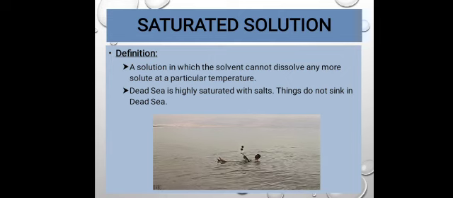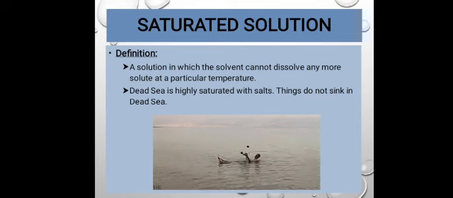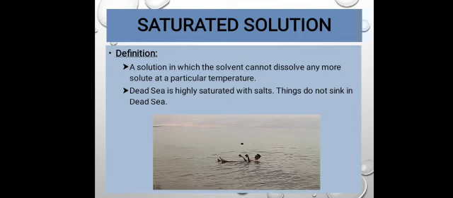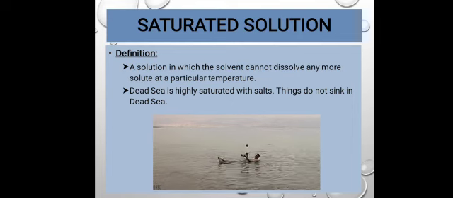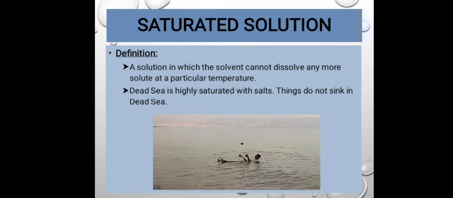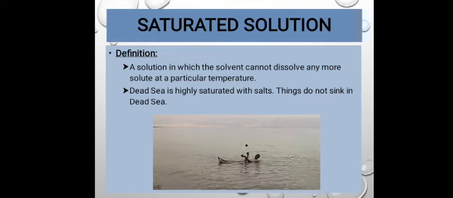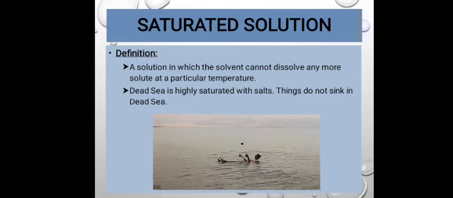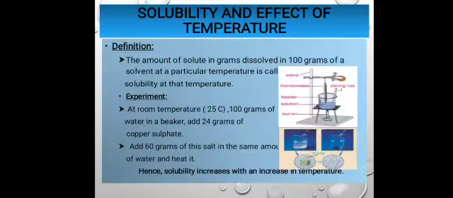So the Dead Sea is a Dead Sea. Why? Because it contains a large amount of a solute, which is salt, and it is considered a saturated solution. Due to these higher quantities of salt, things do not sink in the Dead Sea. You can observe that in the diagram as well. A person is lying over the water and enjoying playing with the balls, because he is not drowning or sinking in the water due to the higher concentration of salt.